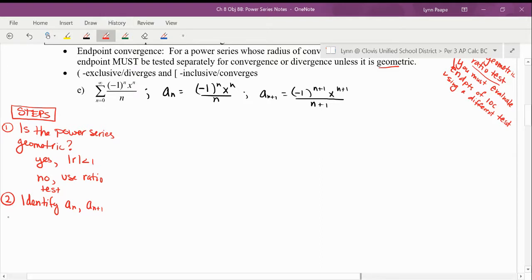And then my next step is I'm going to set up my limit. That will be the limit as we go to infinity of the nth plus 1 divided by the nth, and I'm always going to just multiply by the reciprocal. So I will have the limit as n goes to infinity of my nth plus 1 term, so this one here.